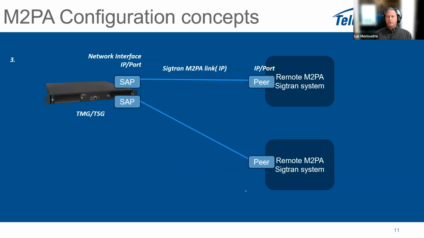The other configuration you have, of course, is to have multiple network interfaces and different local IP ports sending to different networks. This is how you will interconnect multiple M2PA networks in the same environment. And here you can have up to 64 of those links configured in the system. So you can interconnect a lot of them.